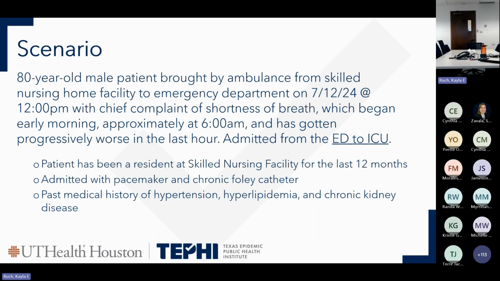An 80-year-old male patient was brought in by ambulance from a skilled nursing home to the emergency department on 7/12/24 at 12 p.m. with a chief complaint of shortness of breath, which began in the morning at 6 a.m. and progressively got worse in the last hour. He was admitted from the ED to the ICU. The patient has been a resident of a skilled nursing facility for the last 12 months. He was admitted with a pacemaker and a chronic Foley catheter and a past medical history of hypertension, hyperlipidemia, and chronic kidney disease. So that's just a brief background.